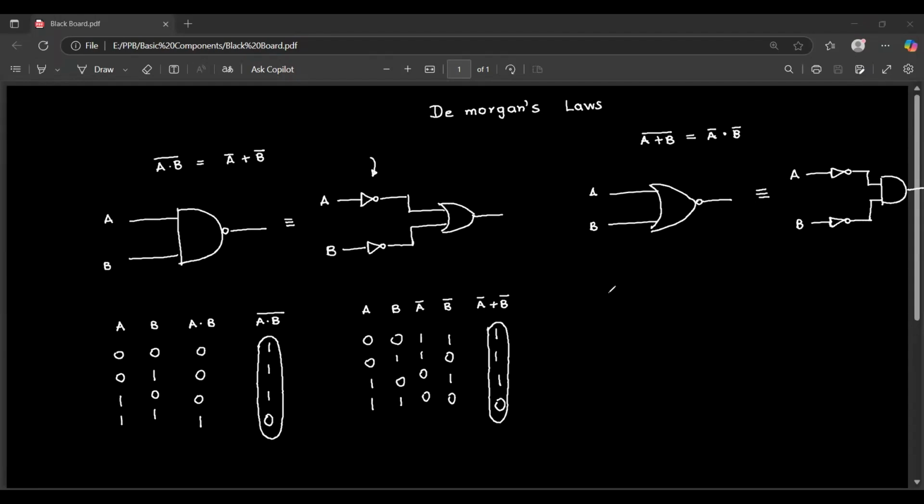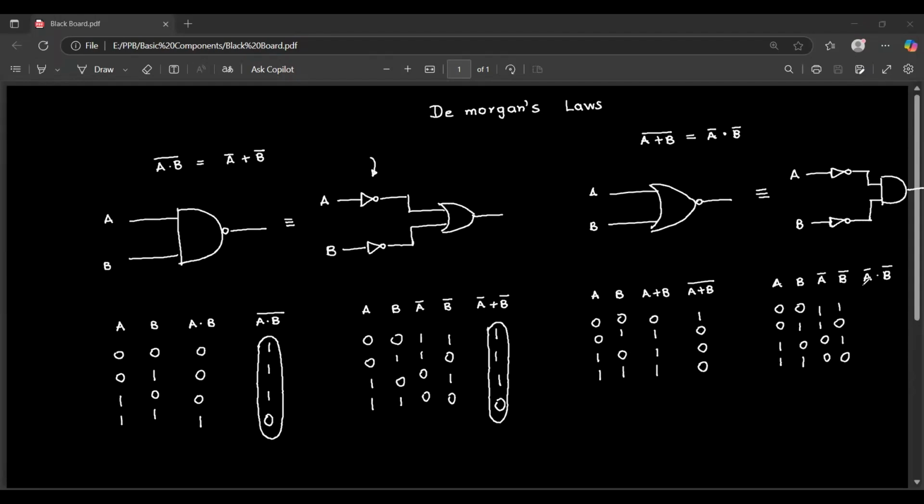So let's do that. We have A, we have B, and the same output as we have here. So this is another way of drawing a NOR gate, but without using an OR gate.